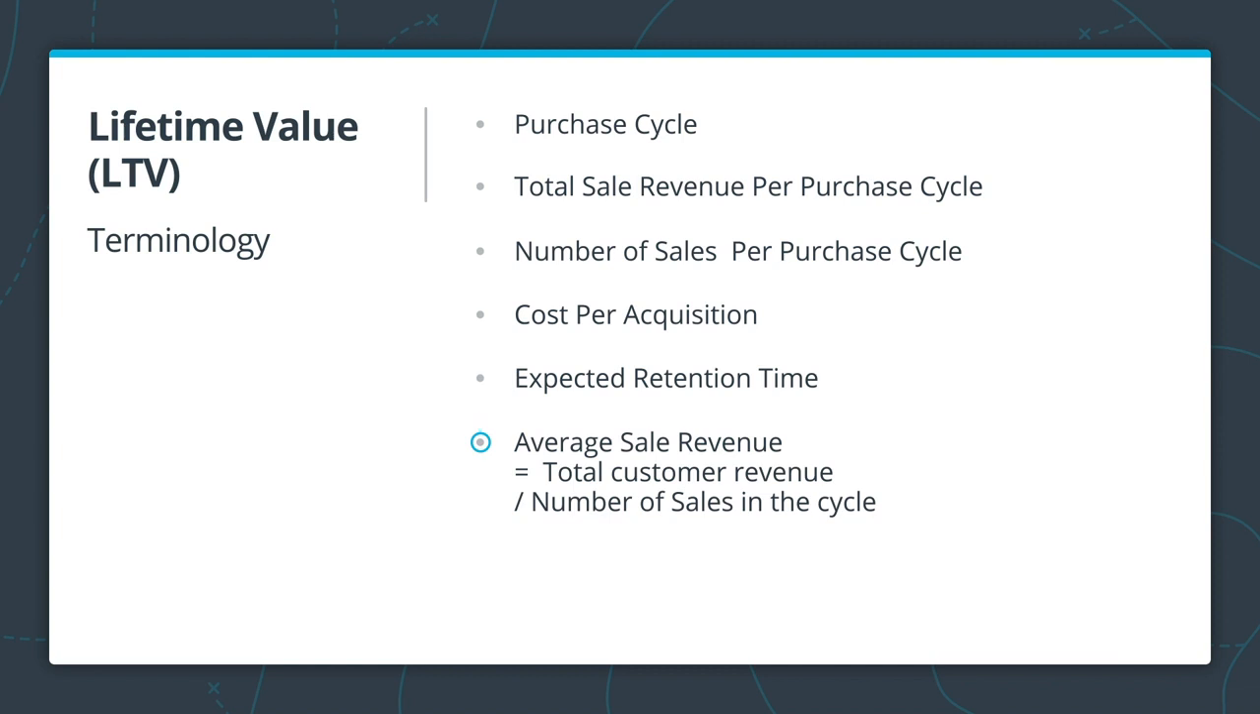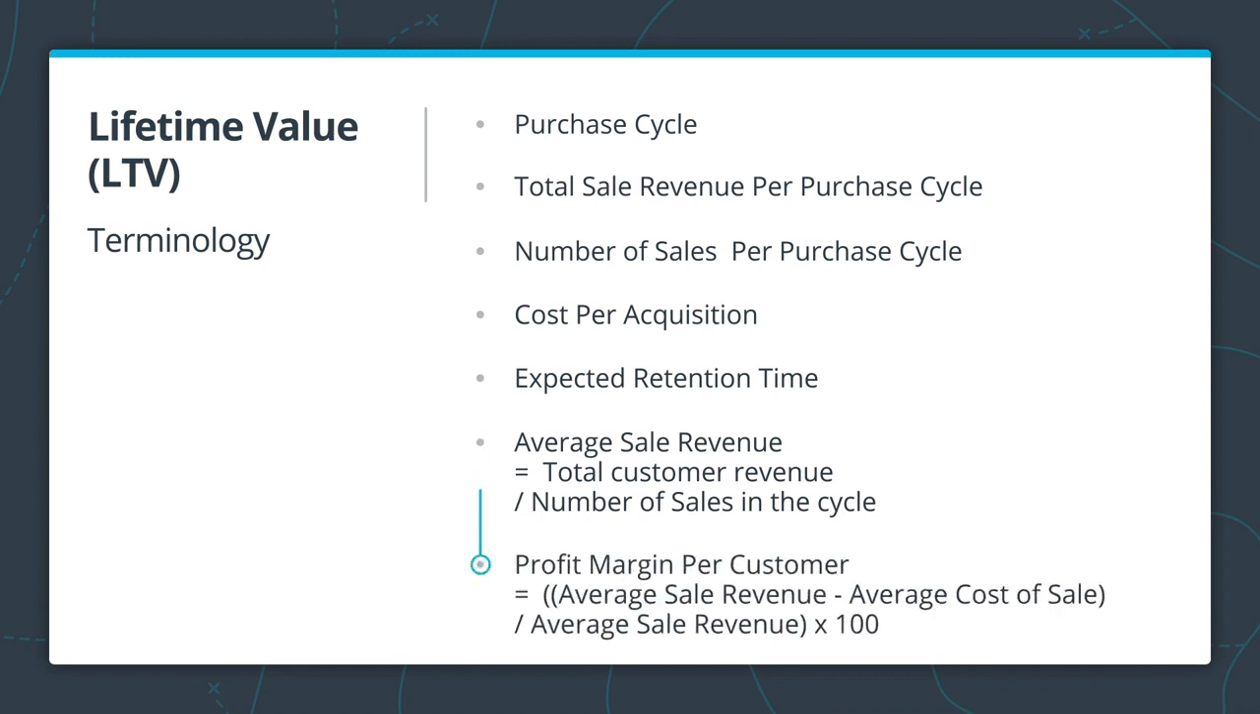Average sales revenue is the revenue you earn from the average customer per transaction during the cycle. This is the total customer revenue divided by the number of purchases in the cycle. Profit margin per customer is the percentage of sales that has turned into profits. Again, feel free to pause the video here and process what I've covered thus far.